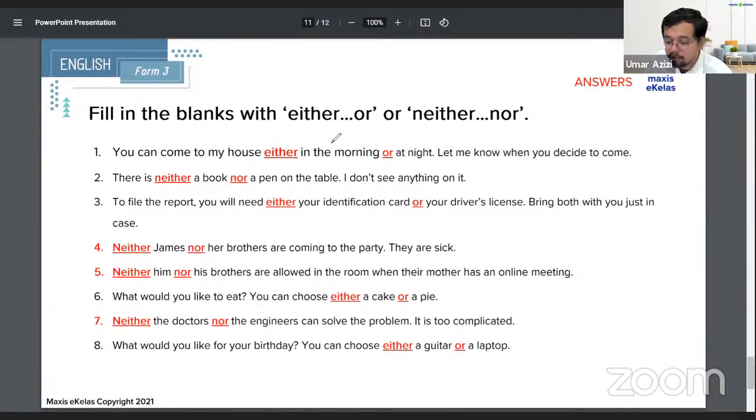So I'm going to identify for you quickly where the subjects are. For example, number 1, you can come to my house either in the morning or at night. Let me know when you decide to come. Is it in singular or plural form? All right, so let's go for something simple. Let's look here. A book and a pen, are they both singular or are they plural?